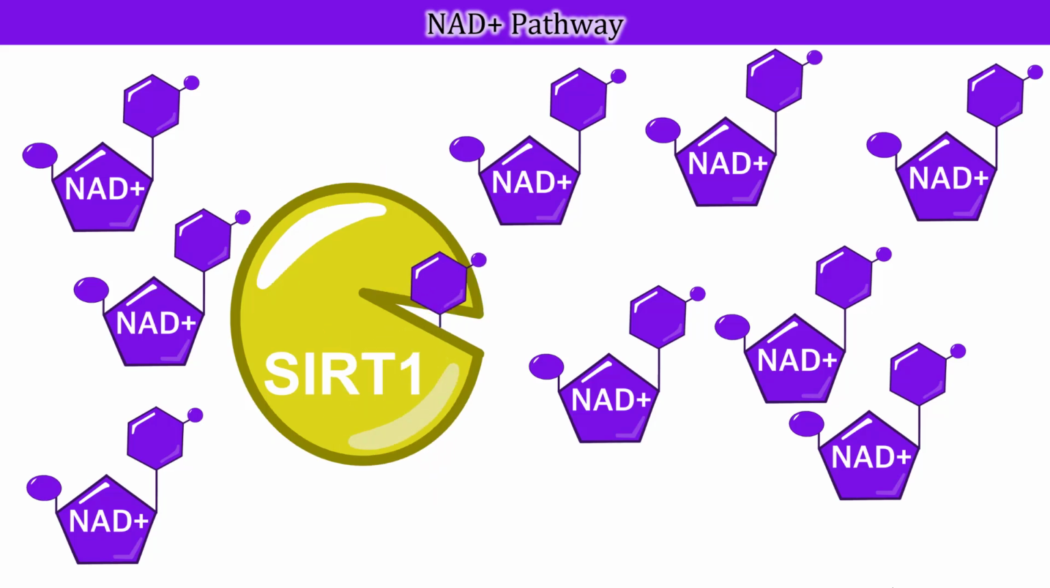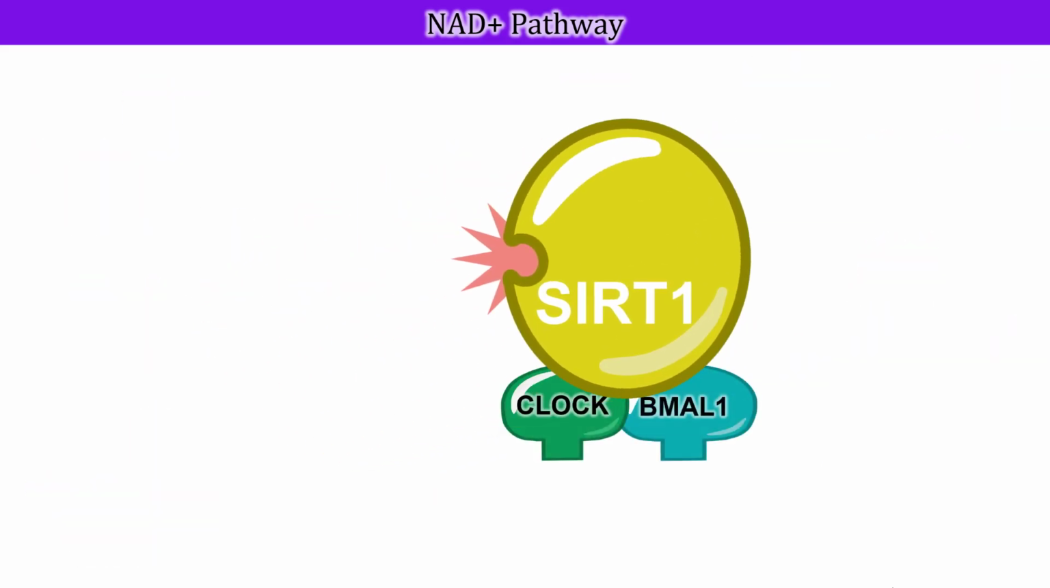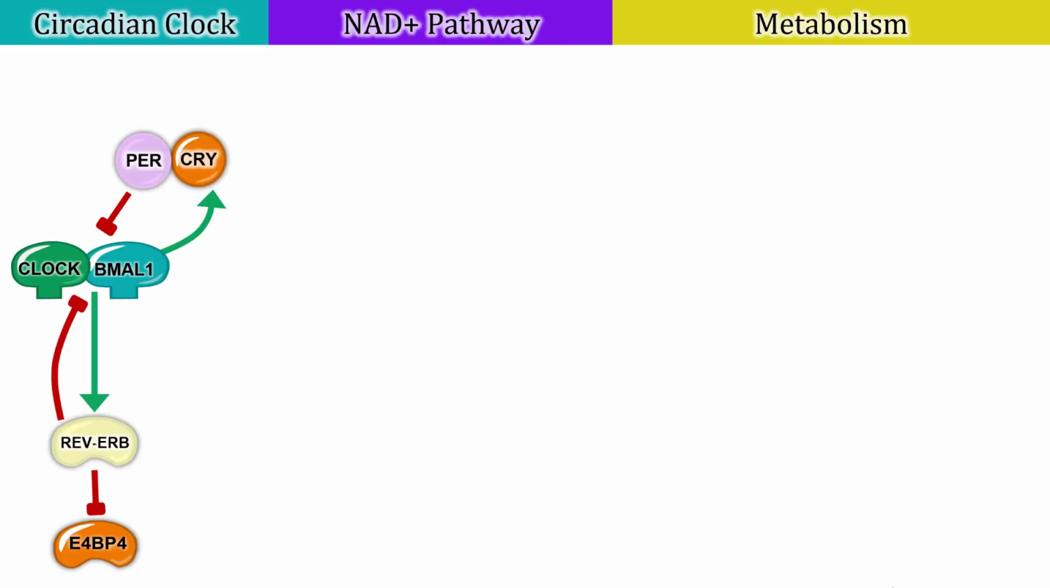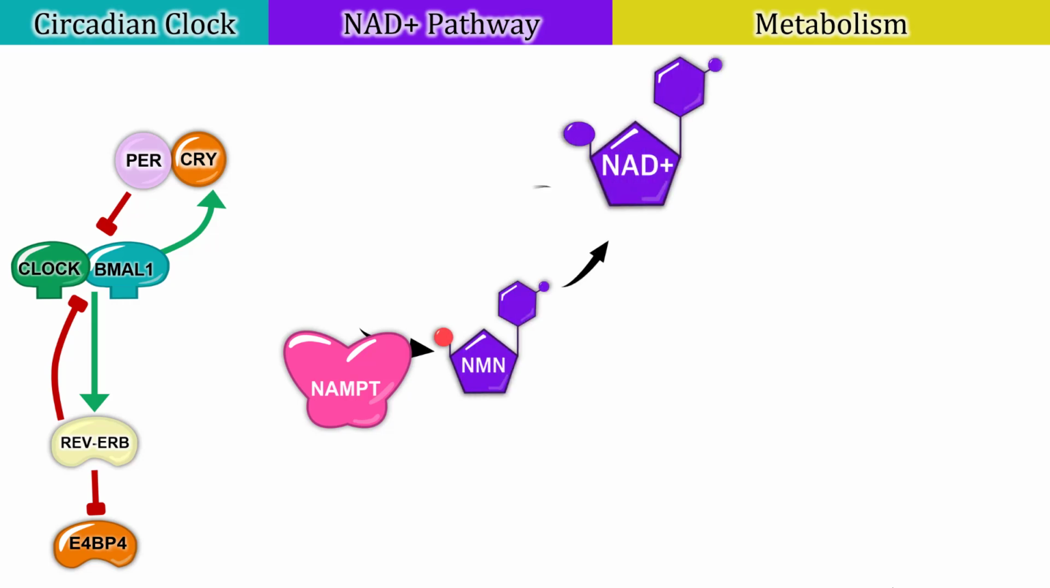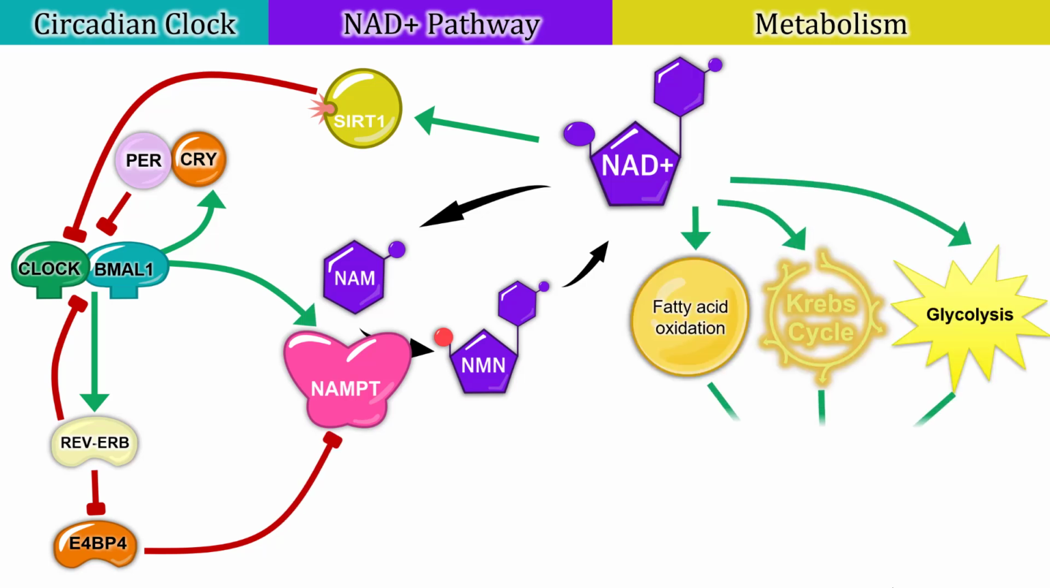NAD+ activates a protein called SIRT1. SIRT1 binds to the clock BMAL1 dimer and regulates the molecular clock. Thus, NAMPT activity affects the levels of NAD+, which affects the circadian clock, and the clock controls the production of NAMPT. This feedback connects the circadian clock to metabolism.